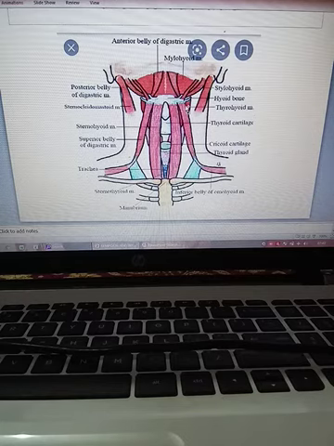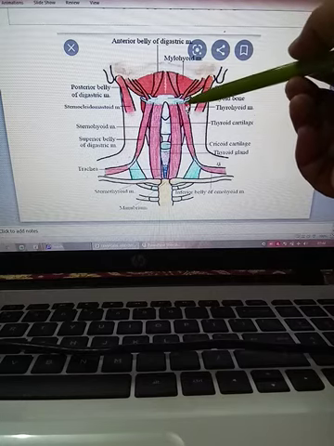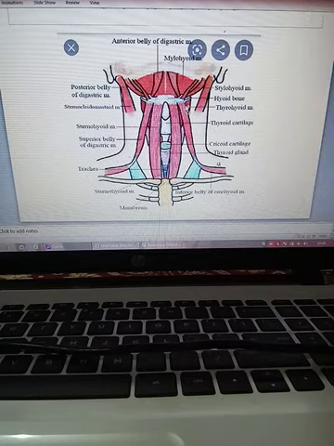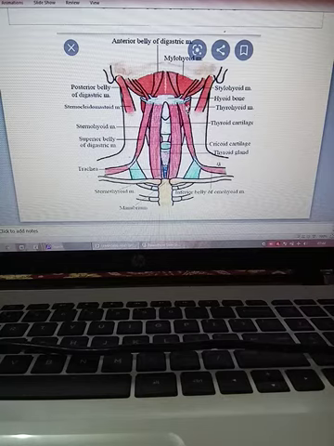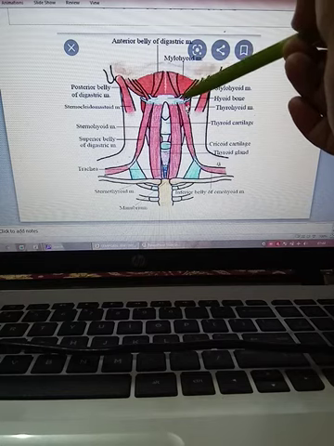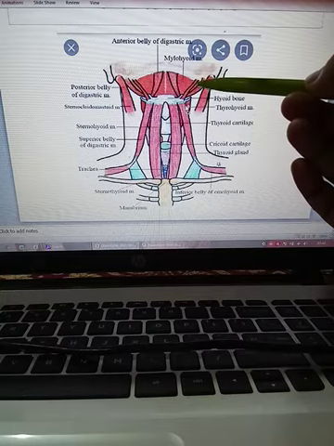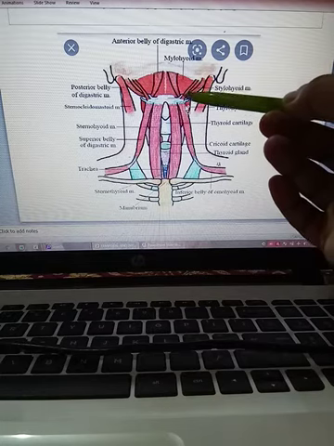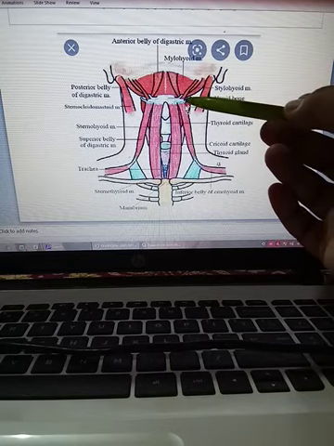Then both these meet at the tendon. Since they both meet at the intermediate tendon, जब ये दोनों मिलते हैं intermediate tendon पे, this is your stylohyoid muscle. And they perforate this stylohyoid muscle.